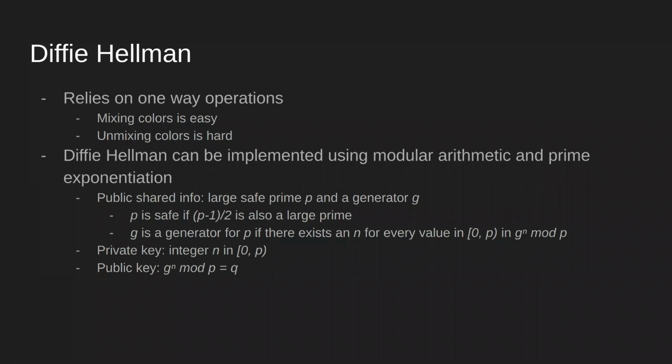Or there is a value in the form of g to the n mod p for every value between 0 and p, such that there is an n. And n being an integer, we're working with integers here. The modulus operation, in case you don't know, is where you take essentially the remainder after division. So g mod p is the remainder of g divided by p. So the private keys will turn out to be n, the exponent, and the public keys are g to the n.